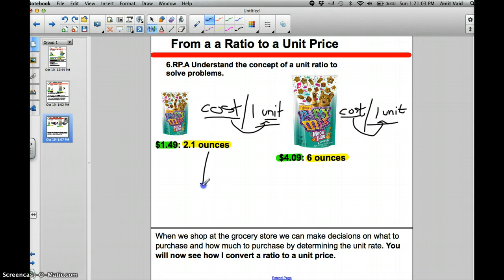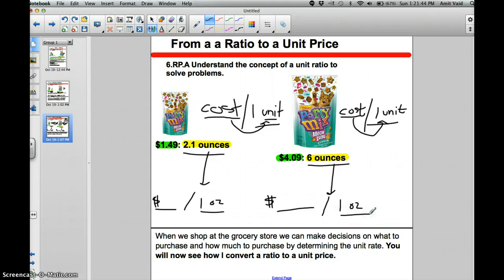So what I want to have is a comparison of cost per 1 ounce. And here too, I want to have a comparison of cost per 1 ounce. So think about this for a moment. You're always going to want to convert the amount of the product to 1, because in a unit price, we are examining and studying the cost of something per 1 unit. So that's why we convert not the dollars to 1. That's why we convert the amount to 1, because we're looking at cost per unit.